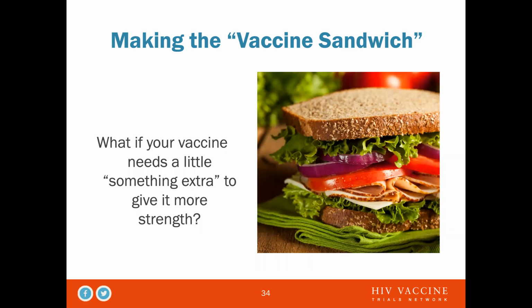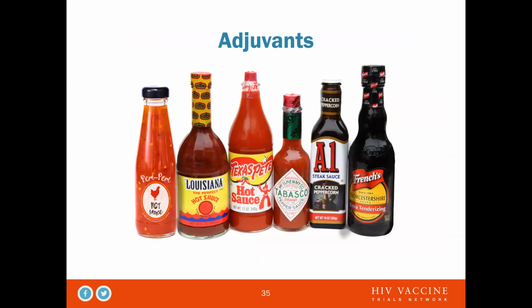So making the vaccine or the sandwich, what if your vaccine needs a little something extra to give it more strength? What could you add? Adjuvants. I mentioned earlier that I would come back to this. You would add an adjuvant. You can think of them as the condiments you might use to give your sandwich or your meal some kick. You might add mayonnaise, mustard, ketchup, horseradish, and so on to your sandwich. Or you might add hot sauce, Tabasco sauce, or something to your meal.